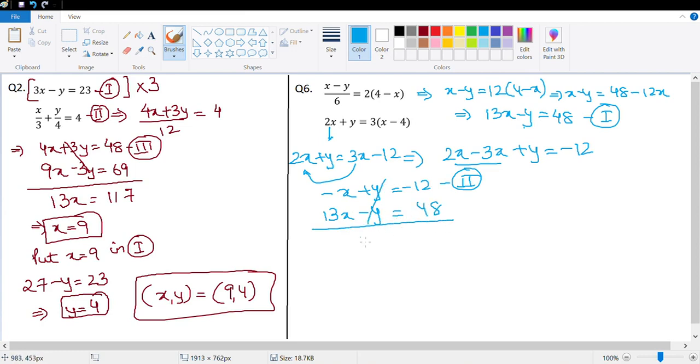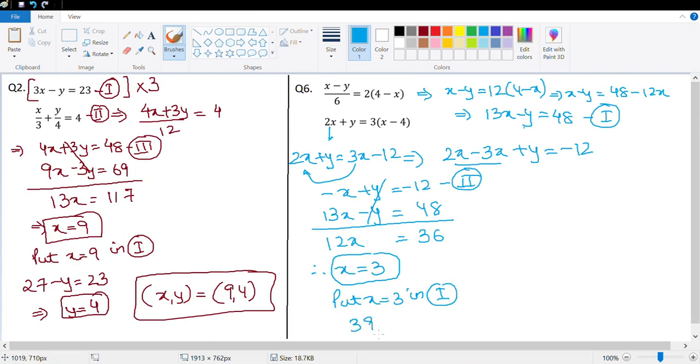This gets cancelled. So we are left with negative x plus 13x, that's 12x. Negative 12 plus 48, that's 36. Therefore, x is equal to 3. Now put x is equal to 3, let's say in equation 1. That's 39 minus y is equal to 48, which means y is equal to 39 minus 48, which is equal to negative 9. So final answer in the solution set form, (x, y) is equal to (3, negative 9).